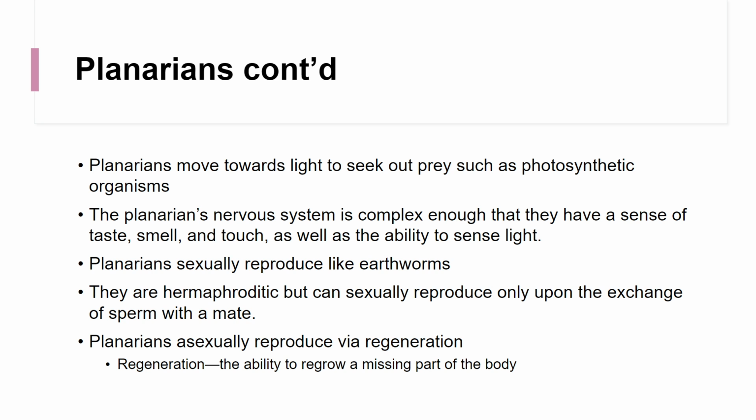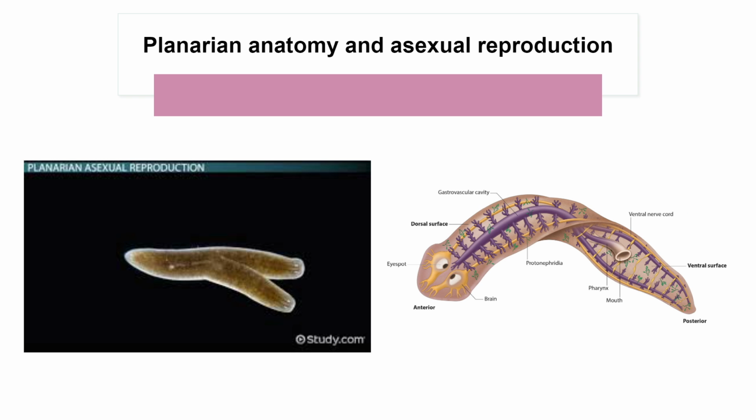Planarians move towards light to seek out prey. They're oftentimes after cyanobacteria or other photosynthetic organisms. Their nervous system is complex enough that they can also sense taste, smell, and touch. And they do sexually reproduce like earthworms, meaning they are hermaphroditic, but can sexually reproduce upon the exchange of sperm with a mate. They can also, however, asexually reproduce via regeneration, which is a type of fragmentation, essentially where they regrow a missing part of the body. Here we can see planarian asexual reproduction. They're just splitting.